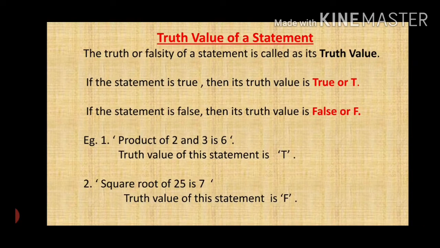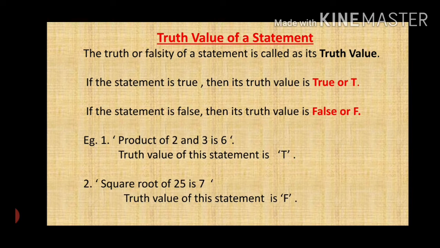Now see, just now I said the truth value of a statement. Now what is truth value? The truth or the falsity of a statement is called its truth value. If the statement is true, then its truth value is true, or we write it in short as capital T. If the statement is false, then its truth value is false, or we write in short as capital F. So this is the truth value. If the statement is true, the truth value will be T. If the statement is false, the truth value will be F.